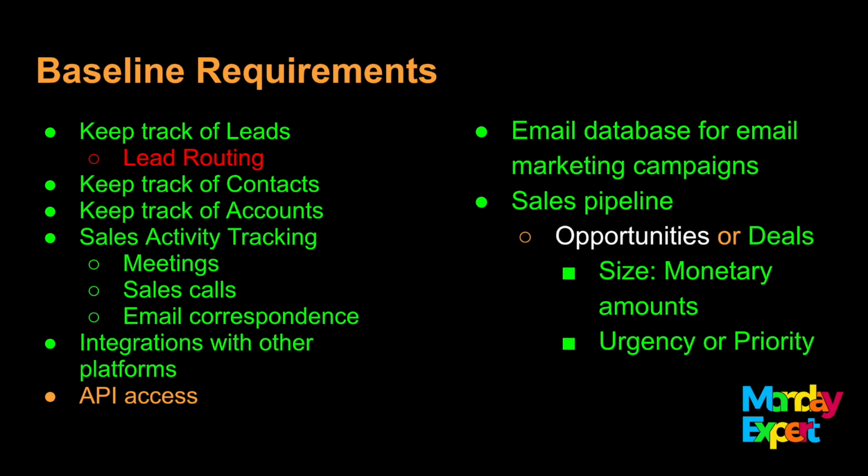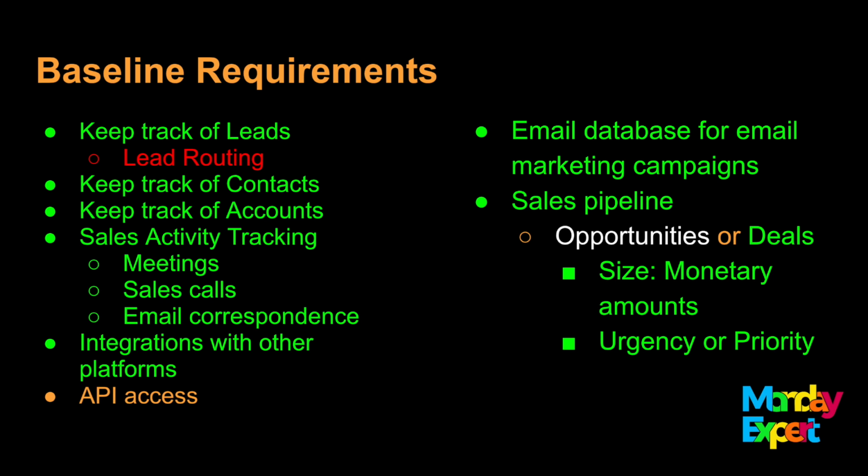That's why it's highlighted in green. The lead routing is highlighted in red because that functionality is not here. Keeping track of contacts, accounts, that's already in here. Accounts are also combined in the contacts, so there's not a separate board that keeps track of companies. We're just highlighting it as green because the company is listed along with the contact record itself.